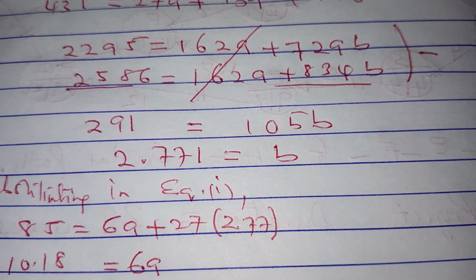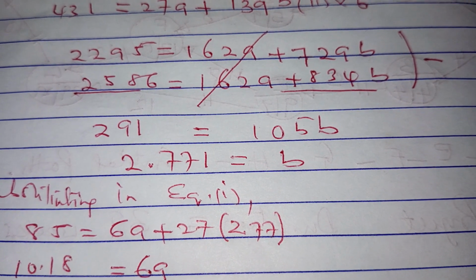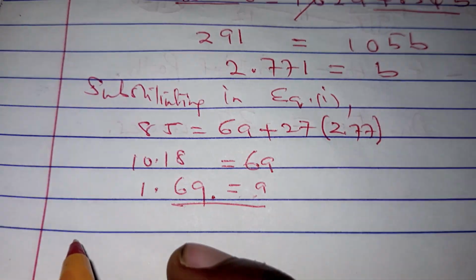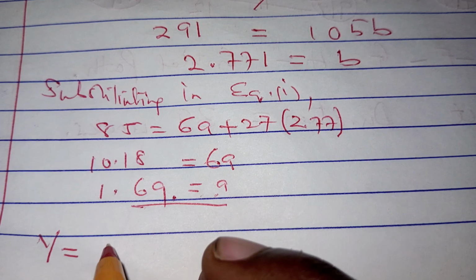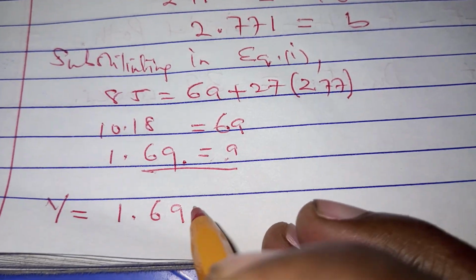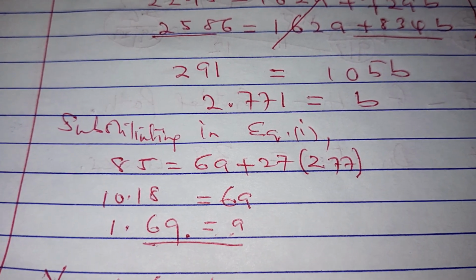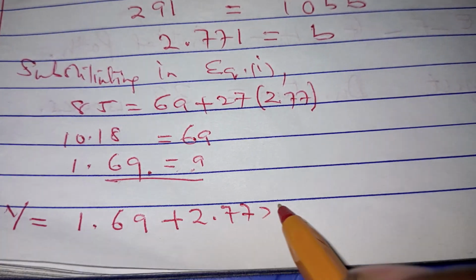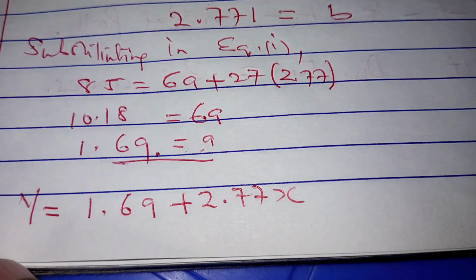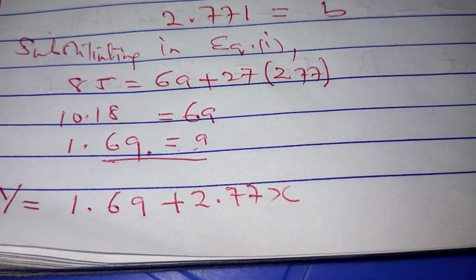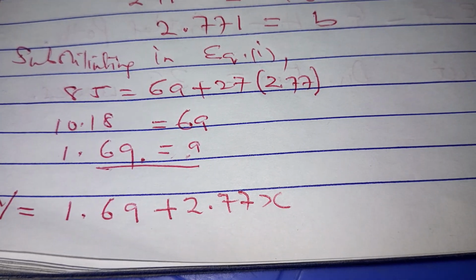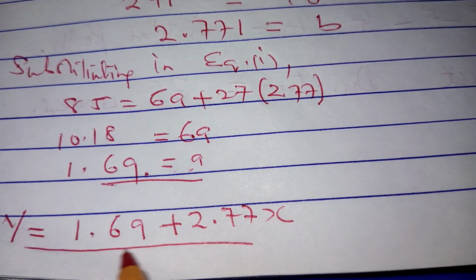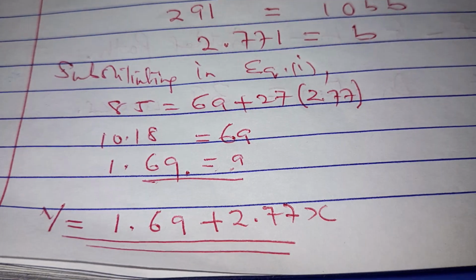Good. Now we have a as 1.69 and b as 2.77. The examiner wants us to write the equation in the form y is equal to a plus bx. So we write y is equal to 1.69 plus 2.77x. We've been given the regression equation for y on x. That is, Roman 1 has been answered.